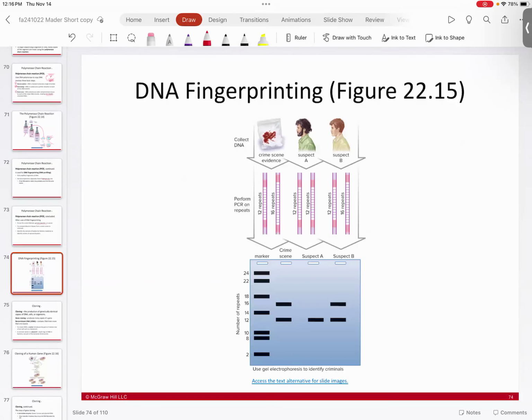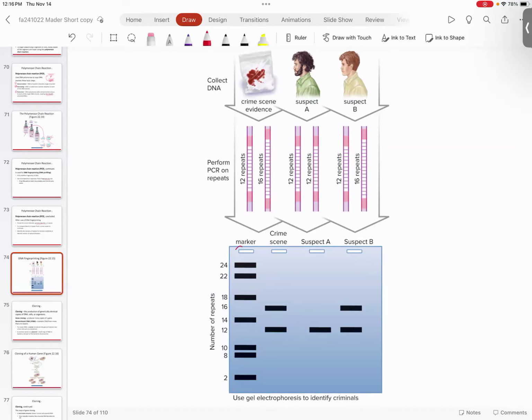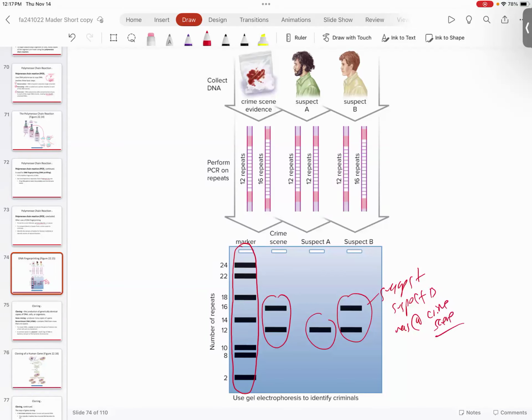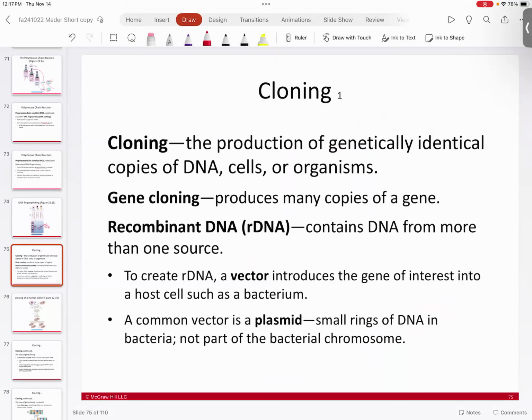Okay, so that's identification. This is what it looks like with a crime scene. Here you can see you've got a marker, which is our standard, of known fragment sizes to give us a reference point. We have a sample from the crime scene that we're able to generate 2 fragments from, and we have 2 suspects, suspect A and suspect B. The fact that suspect B matches the crime scene suggests that suspect B did the crime. Or at least was at the crime scene. Not necessarily did the crime, but was at least at the crime scene. That's how we use DNA analysis, especially in legal settings.